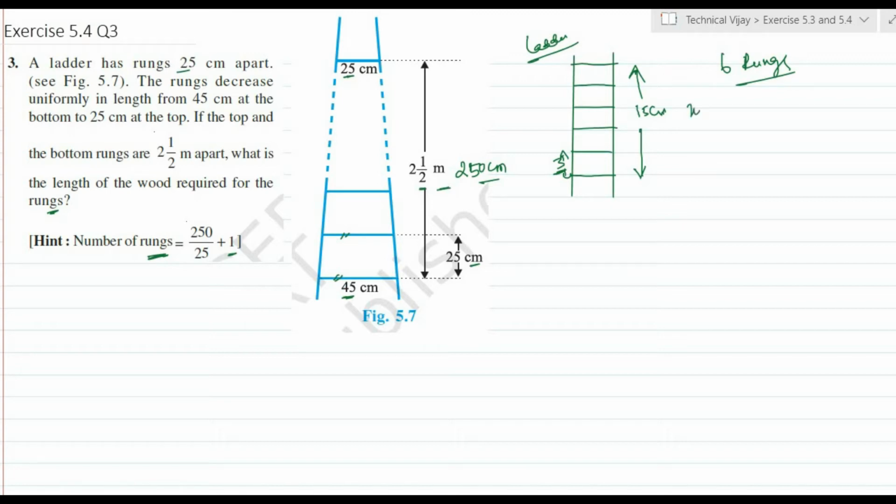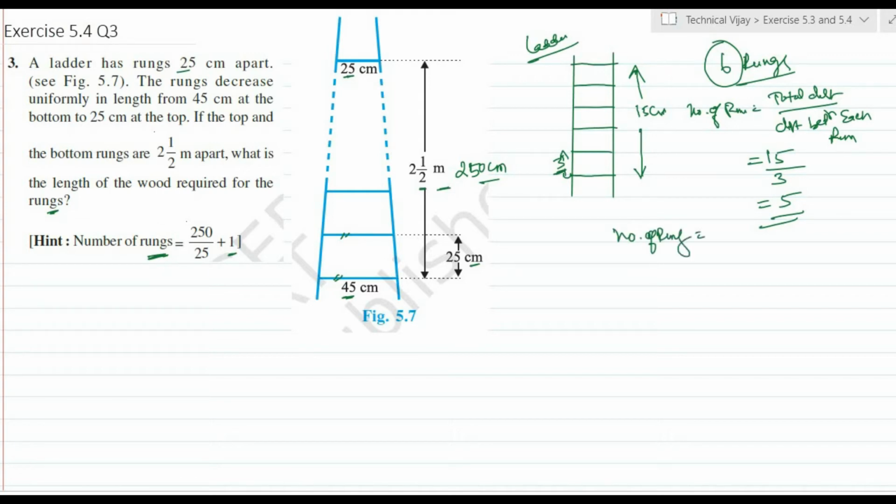So here number of rungs, how are you calculating? Number of rungs is equal to, suppose, total distance divided by distance between each rung. If you calculate like this, total distance will be 15 centimeter, and distance between each rung is 3. So this is equal to 5. But here 6 rungs are there. This calculation has to be adjusted, that is number of rungs must be equal to total length divided by distance between each rung, plus 1, so that this will be satisfied.